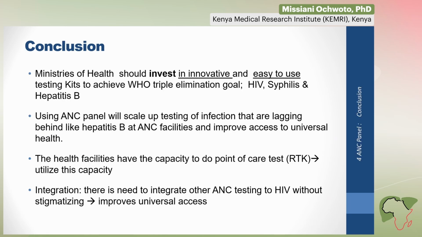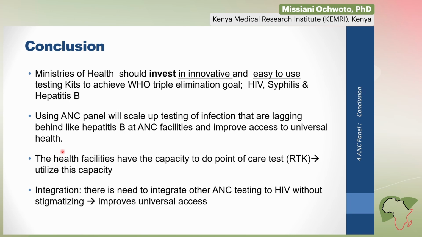In conclusion, let me say this: the Ministry of Health should invest in innovations which are easy, especially for us to achieve the triple elimination. And using the 4 ANC panel will scale up all the tests, yes, but hepatitis, which is lagging behind, stands to really gain in this innovation.